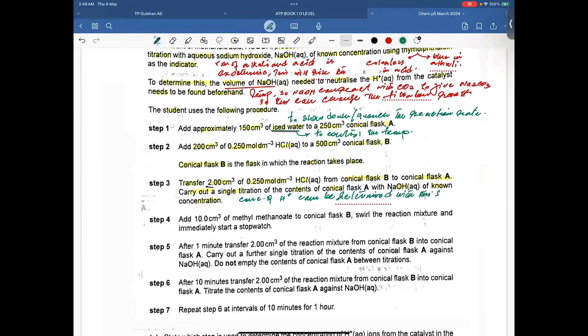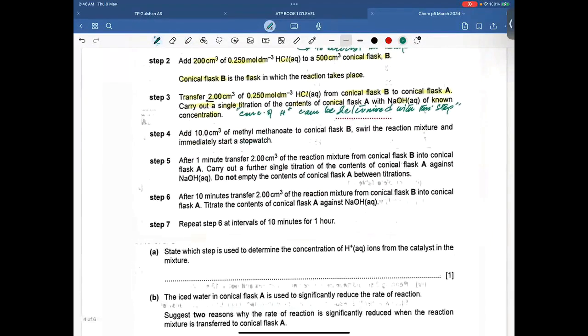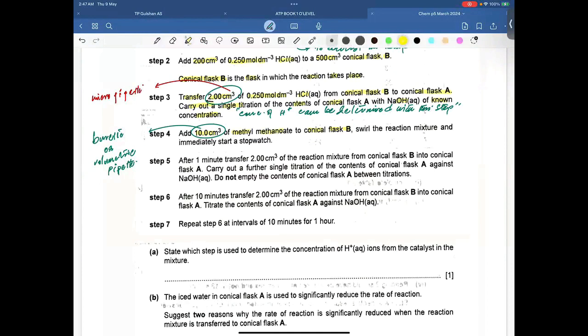With this step, okay, add 10 cm³ of methyl methanoate to conical flask B. How can I add 10 cm³ to the conical flask? Obviously, I can use a burette or a volumetric pipette. Both can be used. And how can I add such a small volume? Obviously, I'll go for the micropipette. Okay. Swirl the reaction mixture. Why are we swirling the mixture? To mix well.